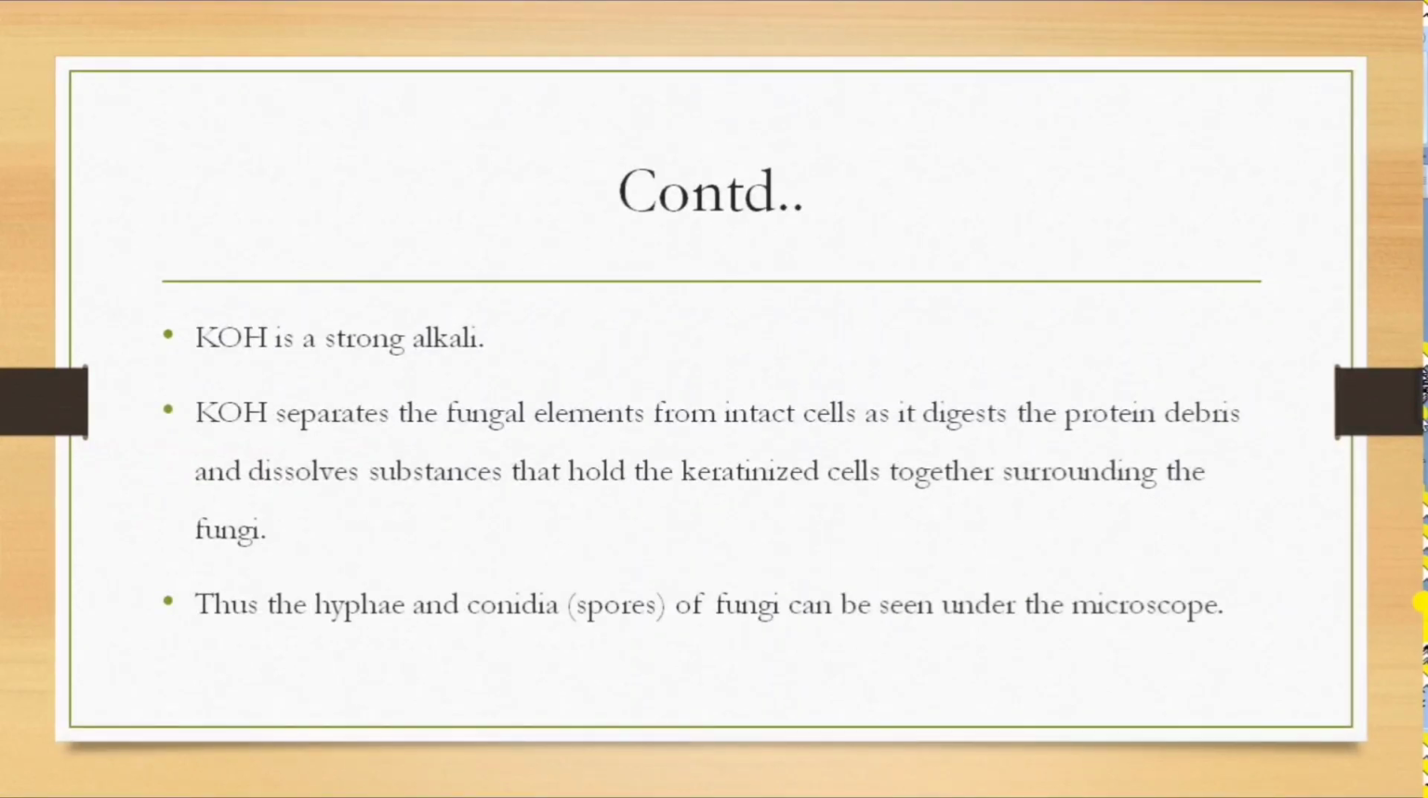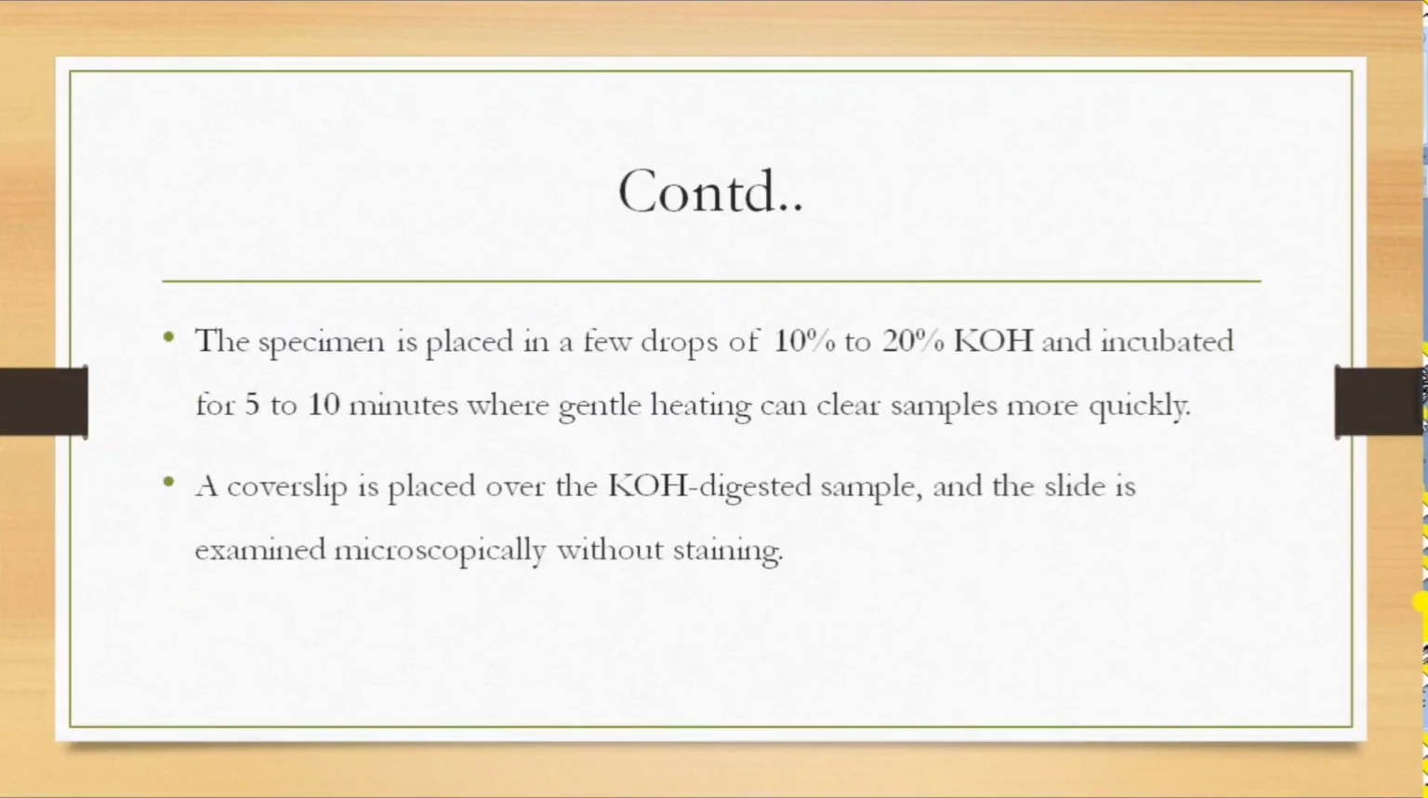As KOH is a strong alkali, it separates the fungal elements from intact cells as it digests the protein debris and dissolves the substances that hold the keratinized cells together surrounding the fungi. So the fungi will be trapped inside the keratinized cells, and KOH, being a strong alkali, will dissolve the cell substances or the protein debris in the cell, which makes the fungi more visible under the microscope. Thus the hyphae and conidia or the spores of the fungi can be seen under the microscope.